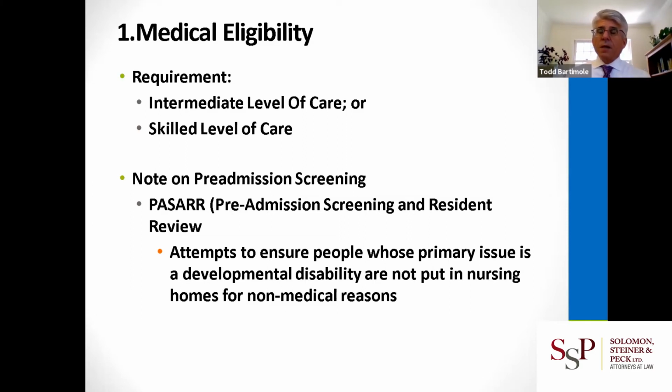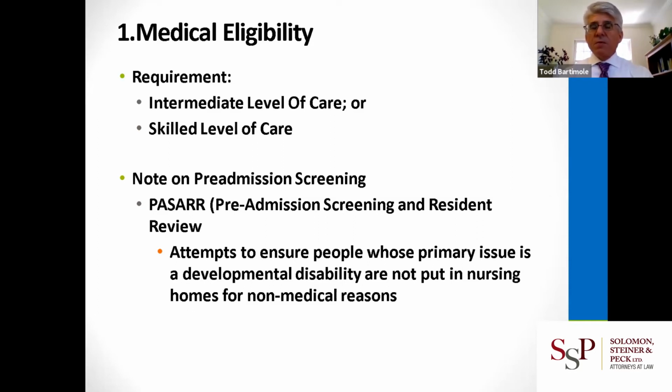So, those three major prongs of eligibility. The first is medical eligibility. The government's not going to pay for us to go to a nursing home and hang out and eat bonbons. They want to make sure you're sick. So you need to be in a nursing home, you need to have at least an intermediate level of care.